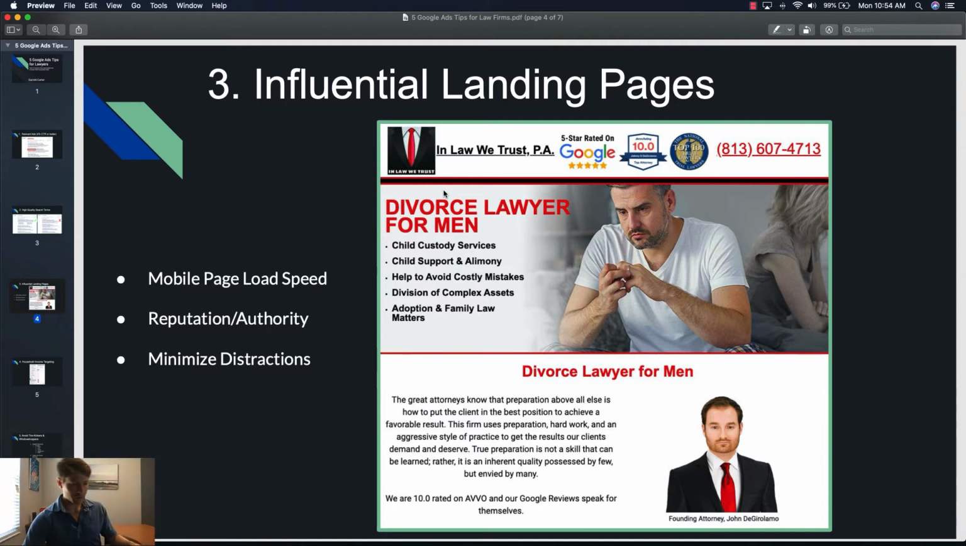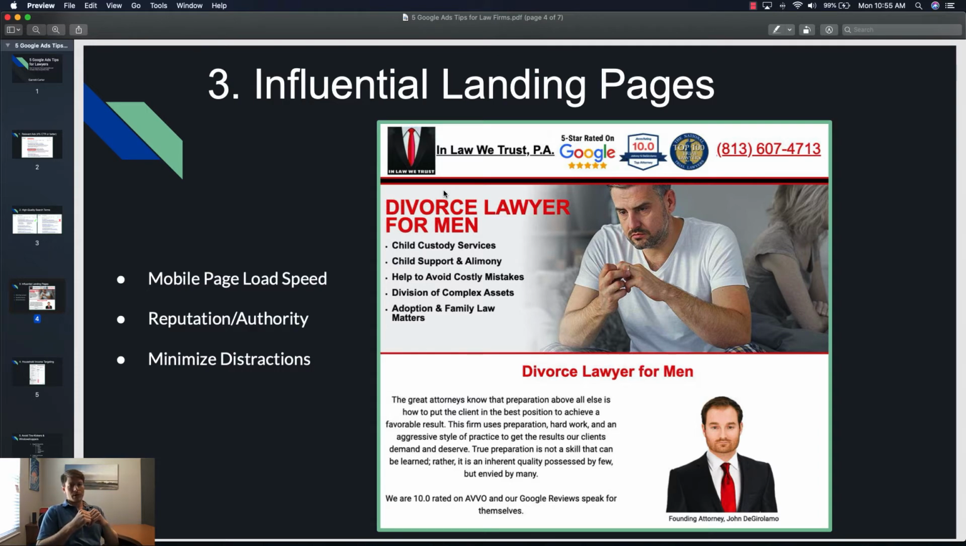In this day and age, people are after instant gratification. They want what they want and they want it now. We're living in the Amazon age. So basically, your page has to load on mobile within 3 seconds or less.